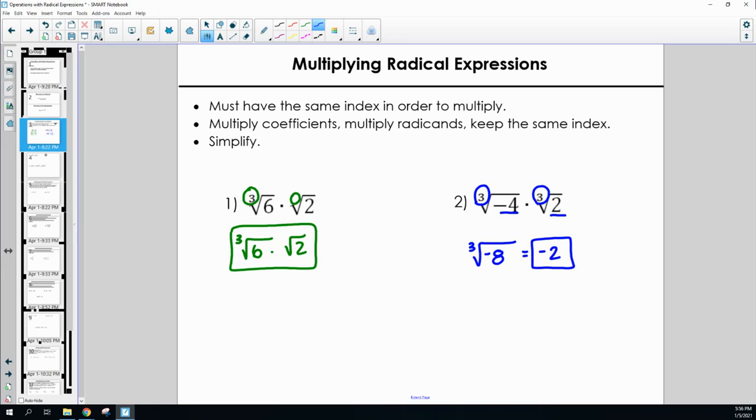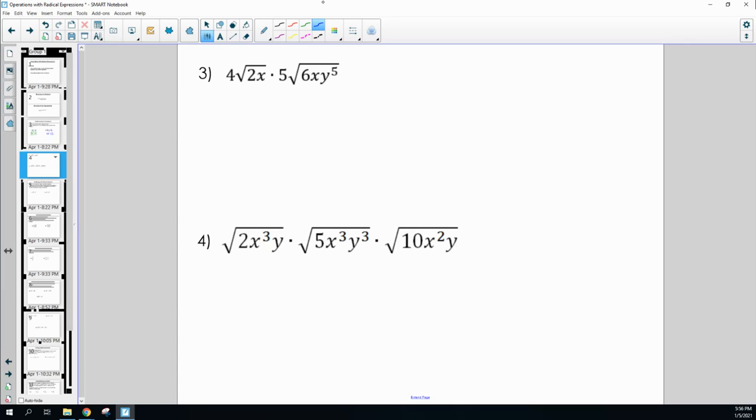Okay, so now we're going to look at a couple of other examples. Same idea. First we check the indexes. The indexes here are the same, so we can multiply. So we're going to multiply the coefficients first. So 4 times 5 is going to give us 20. Then we're going to keep that radical with the index, and then we're going to multiply the radicands. So when we multiply the radicands, we have 2 times 6, so that's going to give us 12.